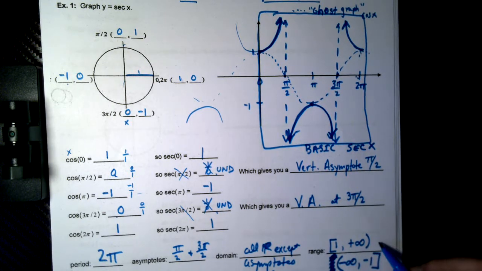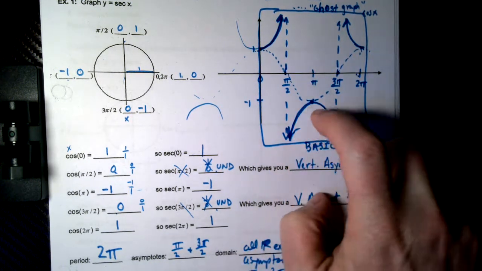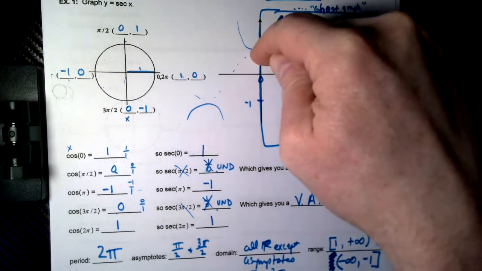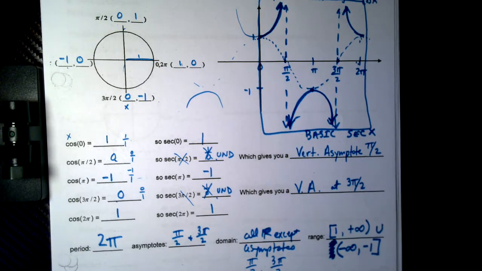All right, I forgot you got to do a little U for union. It's this set of numbers and that set of numbers for the range. From negative infinity up to -1 and from +1 to positive infinity. Remember, range asks for what kind of y numbers show up.